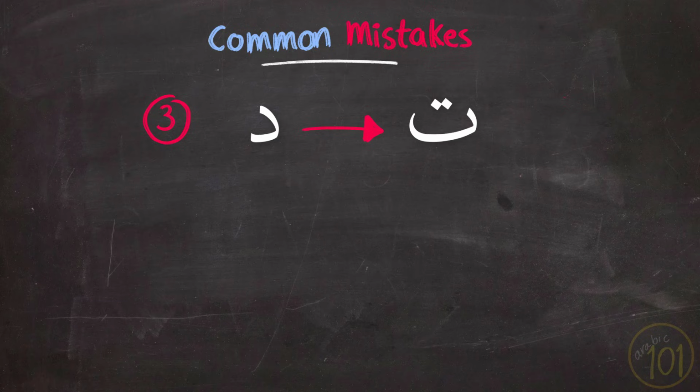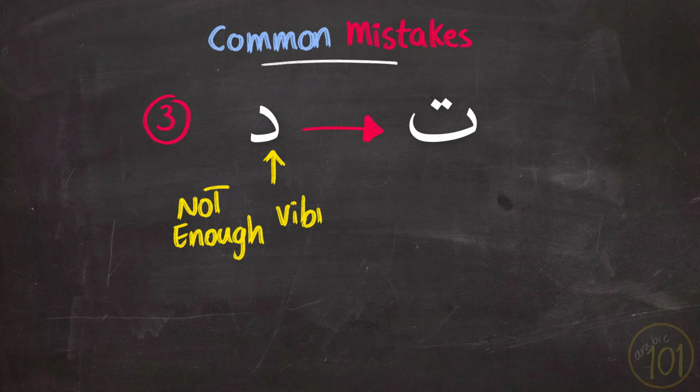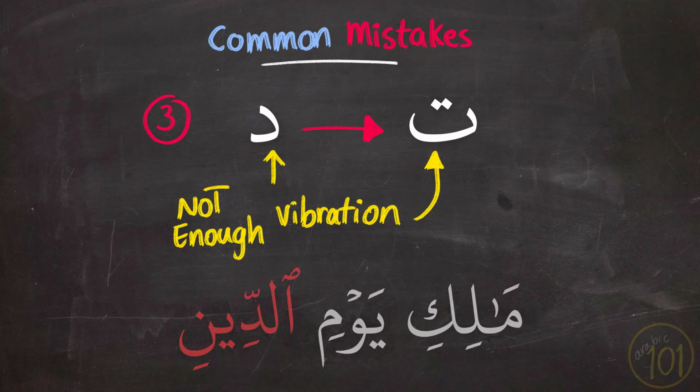Mistake number 3 is pronouncing dal as ta. As we said, these two letters are identical except for the voiced trait. If you didn't vibrate the vocal cords enough when pronouncing dal, you are essentially pronouncing ta. And this is one of the common mistakes in Surah Al-Fatiha. At-teen.